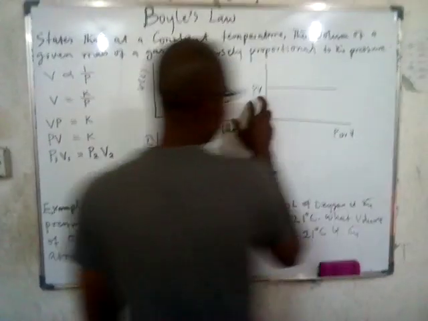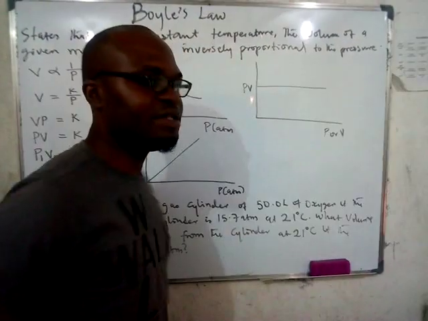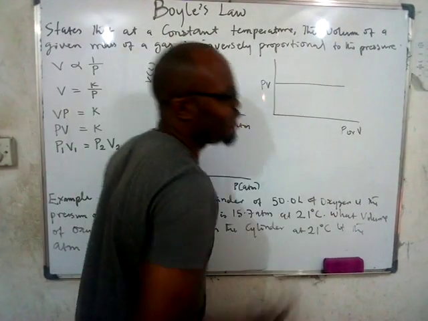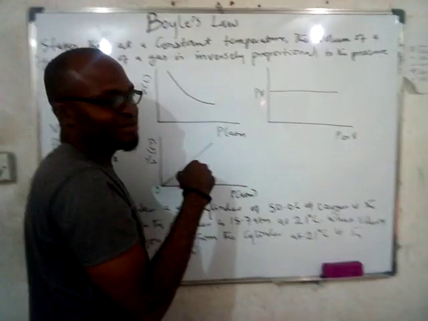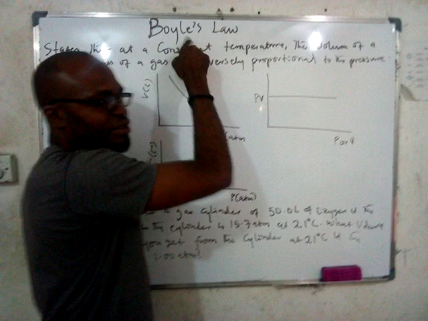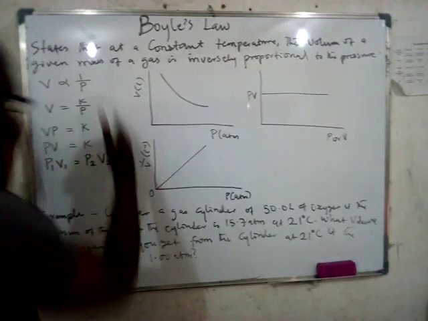Then if you take PV and plot against either P or V, you have a graph like this. So in exams, they are going to ask you, which of the following graphs represents Boyle's law? If they give any of these 3, all of them represent Boyle's law. So you have to be careful. And this is the mathematical representation.